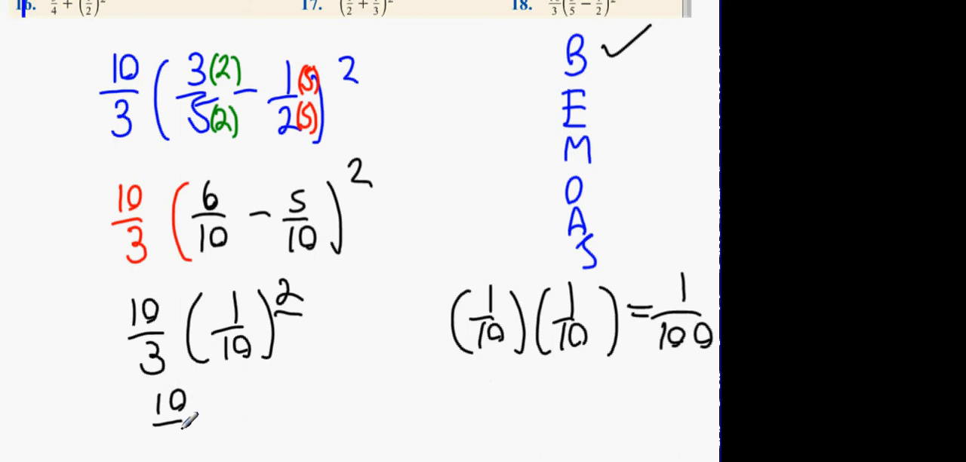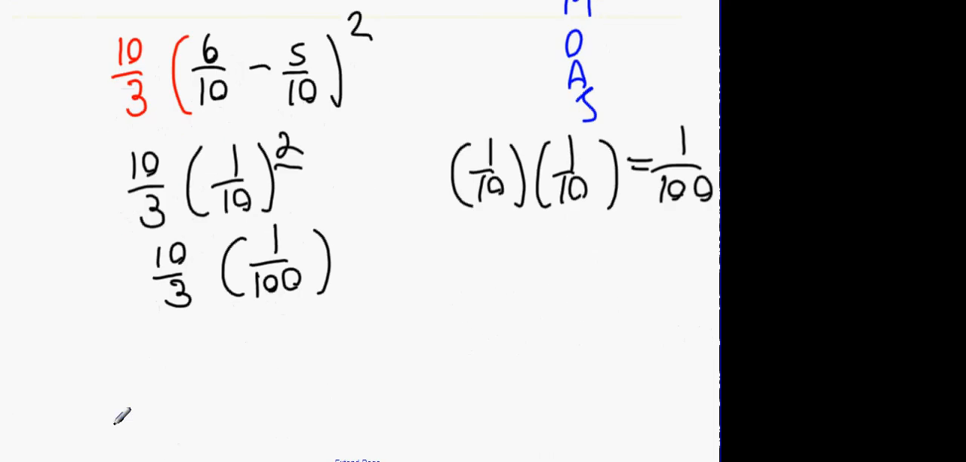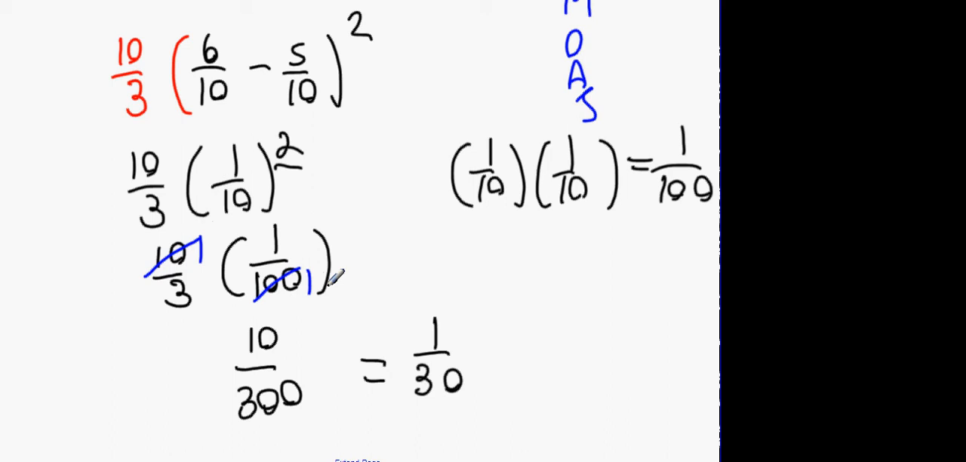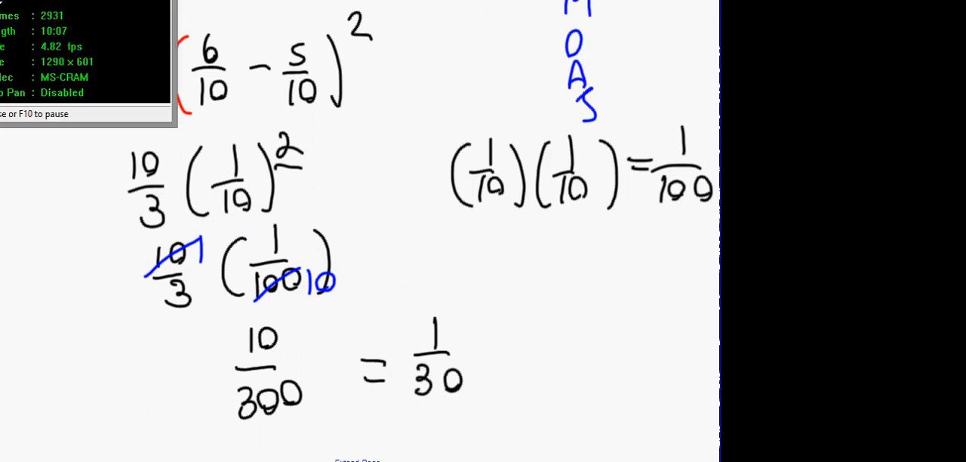Okay, so it's going to be 10 over 3 by 1 over 100. And what do we get next? 10 over 300. Now, 10 over 300, we could divide the top and bottom by 10. What do we get? 1 over 30. Now what we also could have done was, at the start, divide the top by 10 and the bottom by 10, and then we got 1 over 3. That's perfect, Connor, thanks very much.